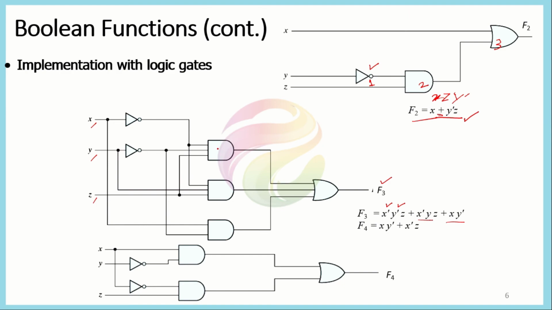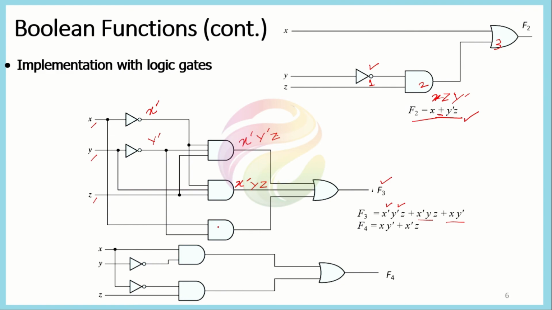If you look at this first AND gate here, what is it performing? Its inputs are, because we were getting the x complement here and the y complement here, so this is x complement, y complement, and this is the z here. So here what we are getting is x complement, y complement, and z. For the next AND gate, it's x complement, y, and z. So this is the x complement term here, this is the y term coming here, and this is the z. So this is basically x complement, y, z.